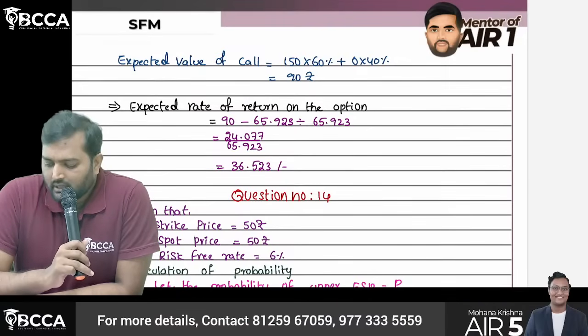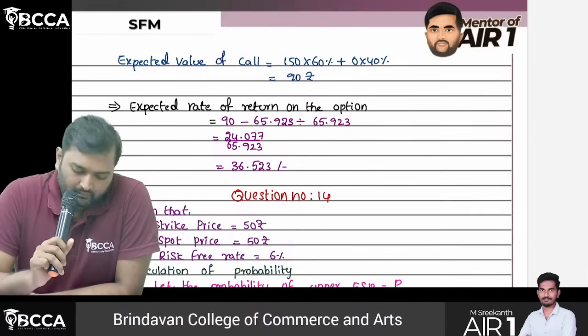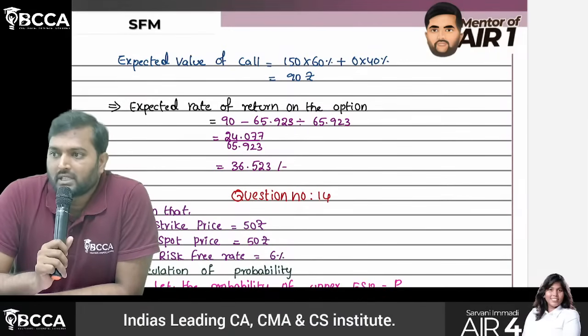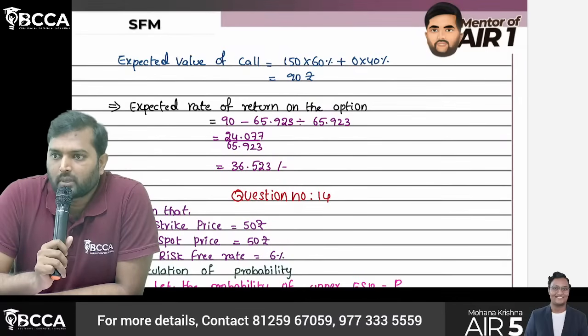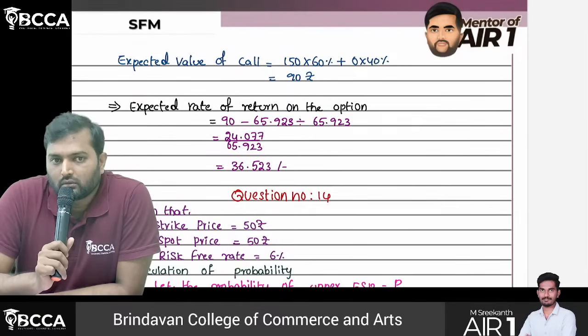60% and 40% chances of variation is given. That means there is a 60% chance that the price may move up to 780, and a 40% chance that the price may go down to 480. So what is the expected value of a call?